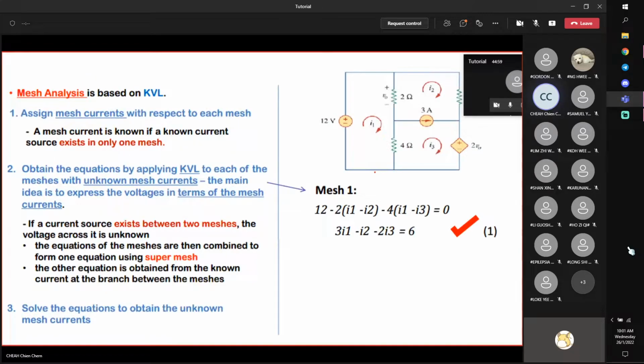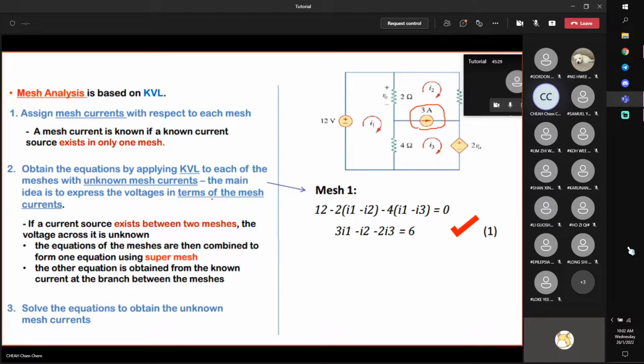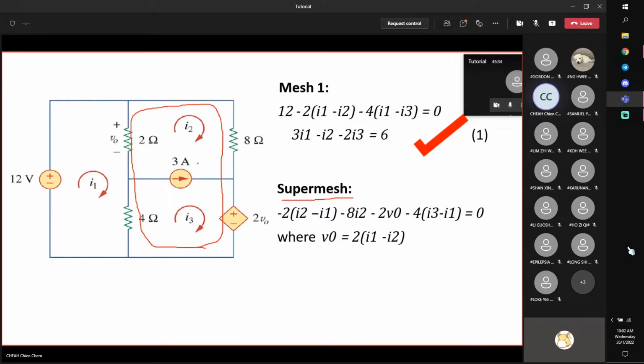But if you proceed to this next mesh, you can see that there's this current source over here. Therefore, this means that I need to apply the concept of the super mesh, which says that I need to avoid this one by going one big round. This is called super mesh. Combine 2 meshes into one. I still can fulfill this idea: write down an equation in terms of the mesh current, by avoiding this unknown voltage.